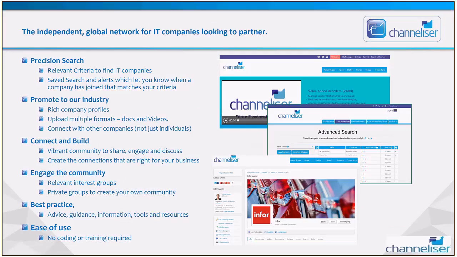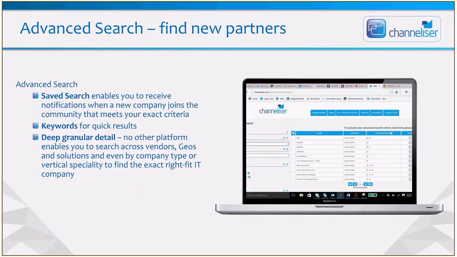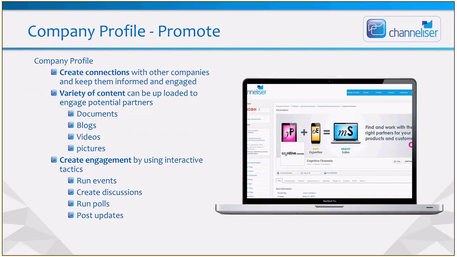So basically, in summary, some of the things that we've just covered here: precision search, you can promote yourself to our own industry, connect and build those connections, engage the community. We've got a lot of best practice advice, and it's really easy to use. There's no coding or training required. Advanced search: you can save those searches, you can do a simple keyword search, or you can do a deep, granular level, detailed search, and then connect with those companies.